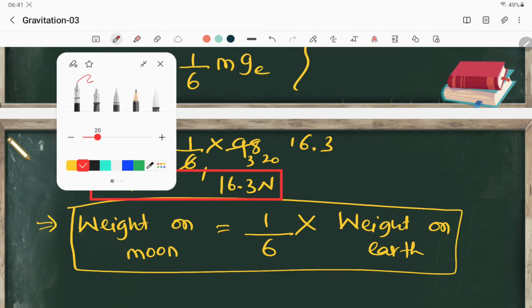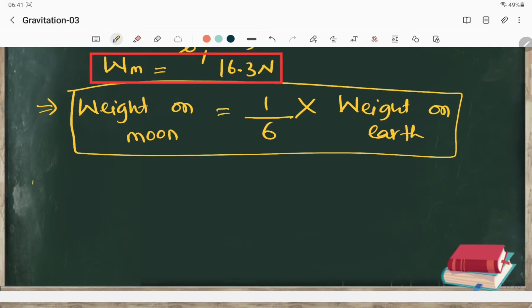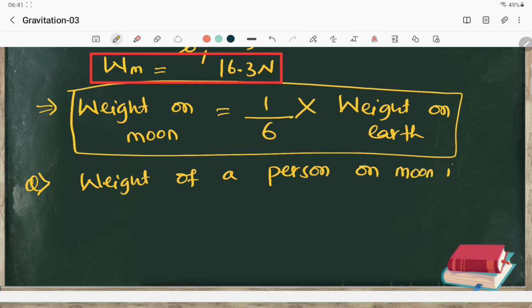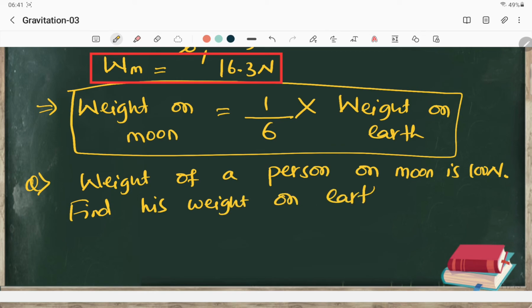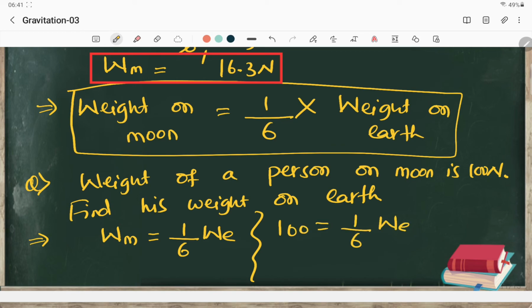Now if the question is asked like this: weight of a person on moon is 100 Newton. Find his weight on earth. We know the relation, right? Weight on moon is equal to 1 by 6 times weight on earth. We know this concept. Let us substitute. So weight on the moon is 100, and that is equal to 1 by 6 into weight on the earth. So the weight on the earth is equal to 100 into 6, that is equal to 600 Newton.